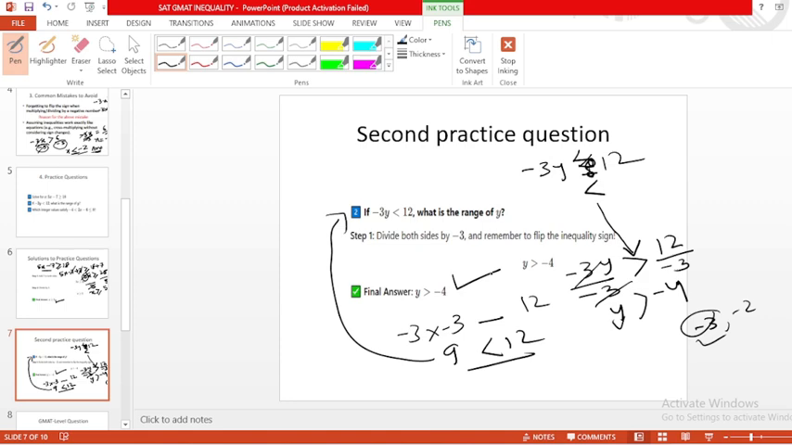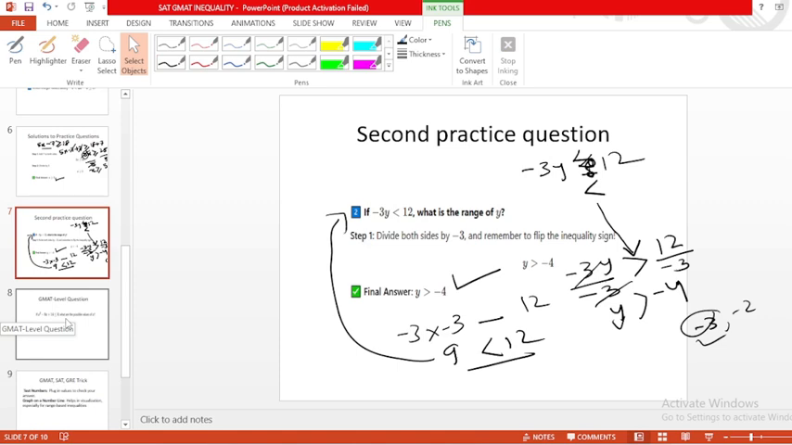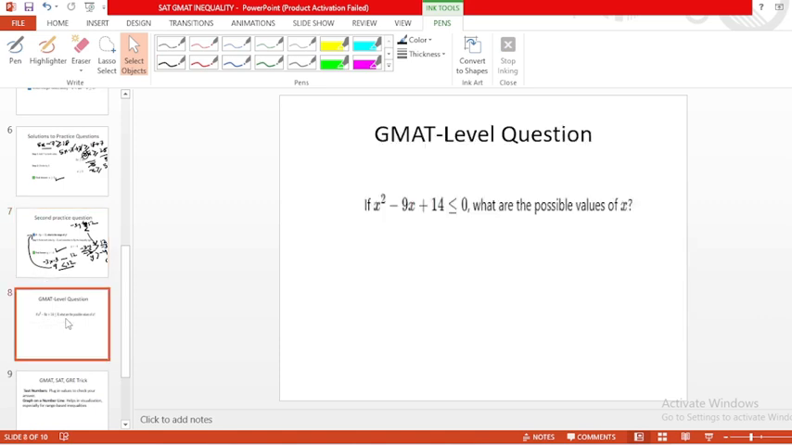That's it. So we solved this one, where we had to flip the inequality sign. Now we go to a GMAT level question. As I told you, the GMAT level question is in front of you: x square minus 9x plus 14, this is a quadratic expression, should be less than or equal to 0. What are the possible values for x?